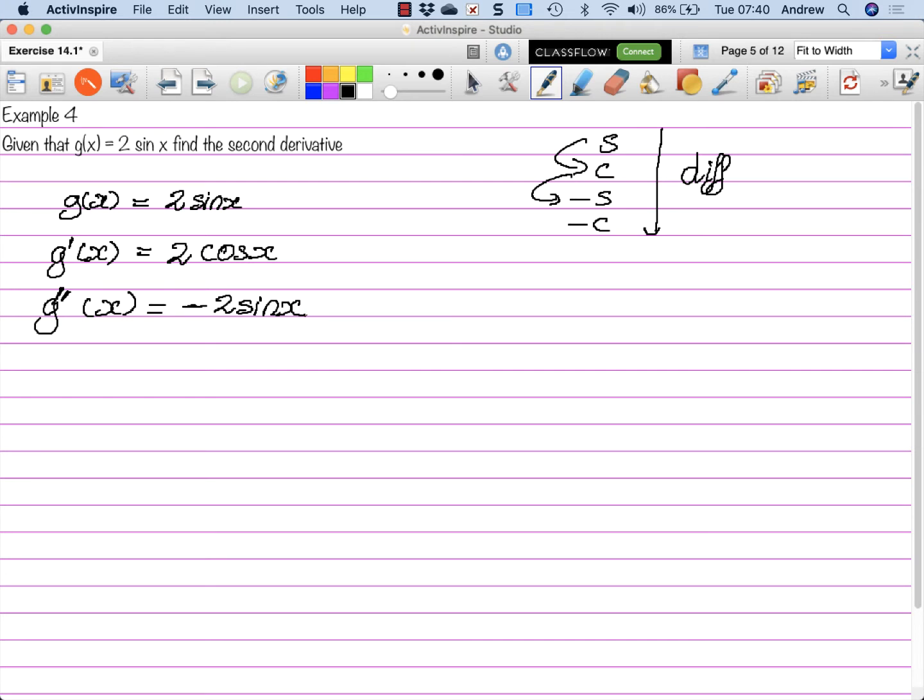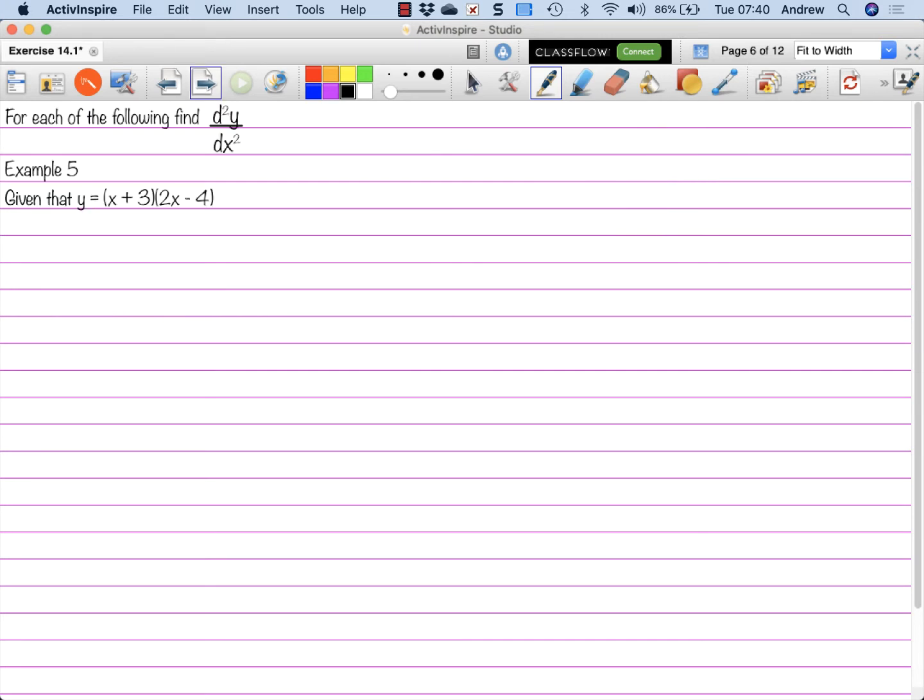Example 5. We've got y is equal to x plus 3 on 2x minus 4. Okay, that's absolutely fine. So what we're going to be doing now is, we could use the product rule, but quite frankly pointless, because it's quicker to expand this out and slot it in.